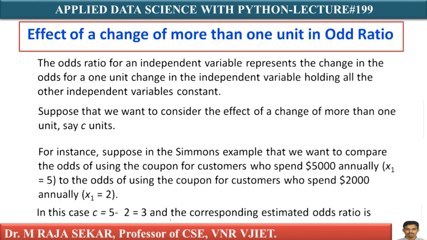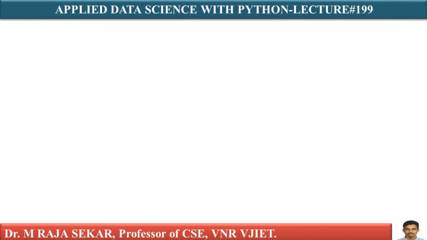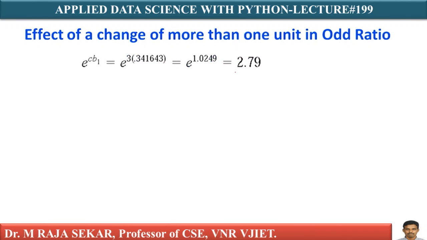The increment is not 1 because it is 3. How do you know? $5,000 means we are coding as 5, $2,000 means 2. 5 minus 2, what is the increment? The increment is 3. In this case, C equal to 5 minus 2, which is equal to 3. And the corresponding estimated odds ratio is very useful. What is the corresponding estimated odds ratio?